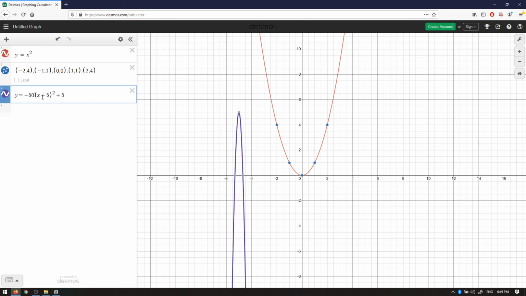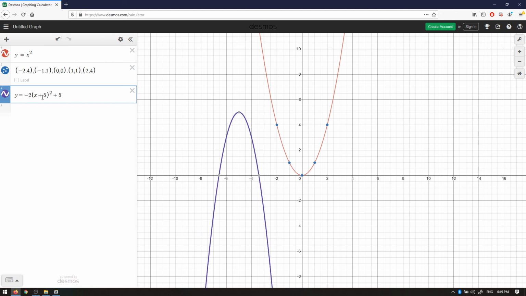I can make it more thin if I want, if it's not apparent to you. So I changed the a value to a minus 50. Now it's slightly more thin. Let's stick back with the 2 though. It's still thinner.